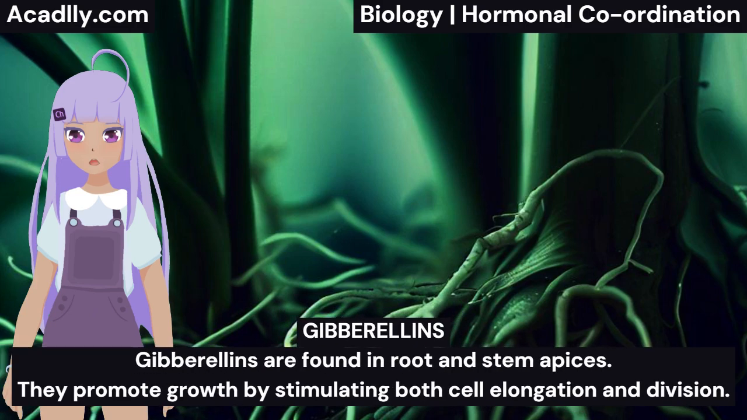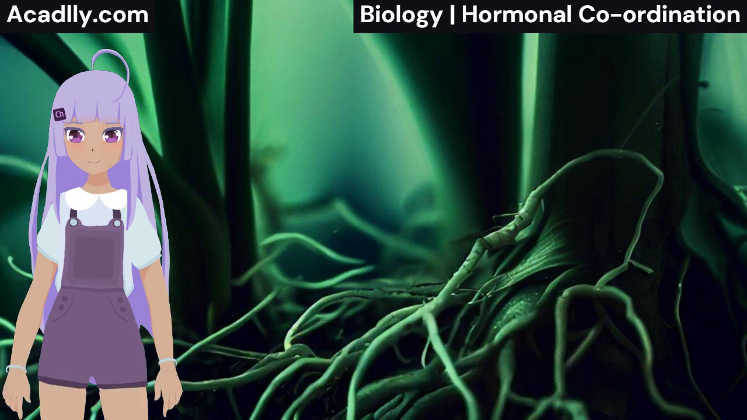F. delays leaf fall. Gibberellins. Gibberellins are found in root and stem apices. They promote growth by stimulating both cell elongation and division. They are also effective in promoting growth in dwarf plant varieties. Other effects of gibberellins include inducing seed germination and increasing fruit size.